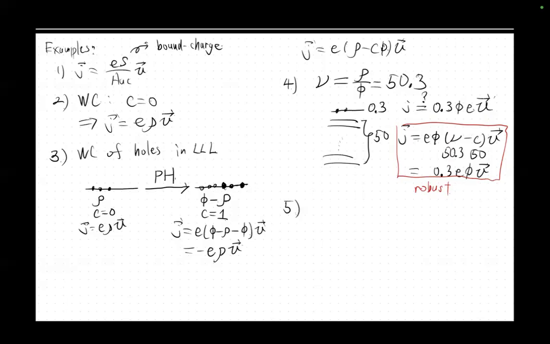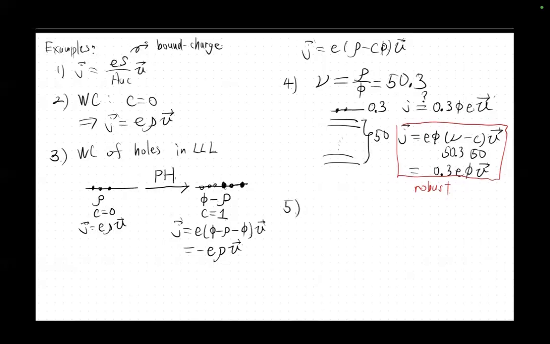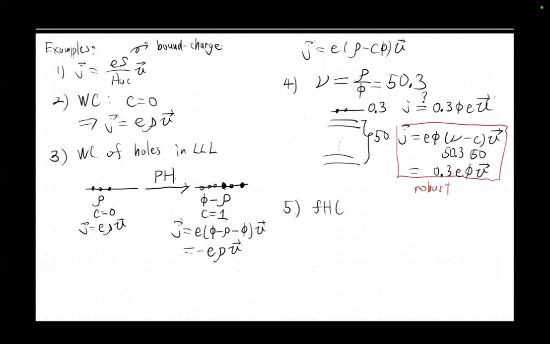And finally, if you have a full hole crystal, then it has C equals 0, which means that J is actually 0. So even though it's a crystal with a charge density variation, when it moves, it does not carry any current. And one simple way to understand this is to think of this as a crystal of excitons, which has positive and negative charge, and they move together with the same velocity. They cancel each other out, so even though there's charge density variation that's moving, it does not carry any current with it.